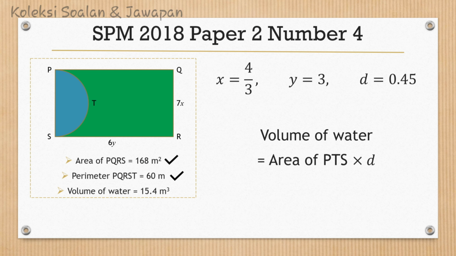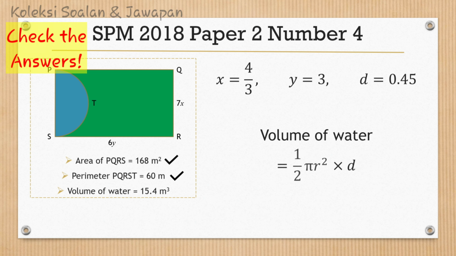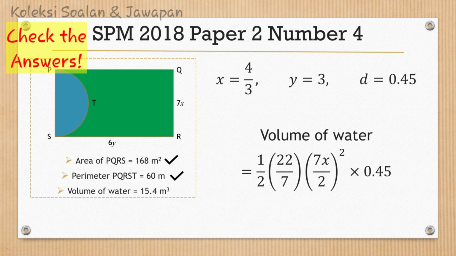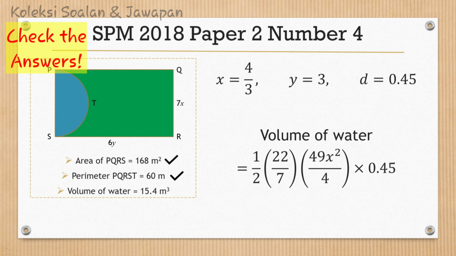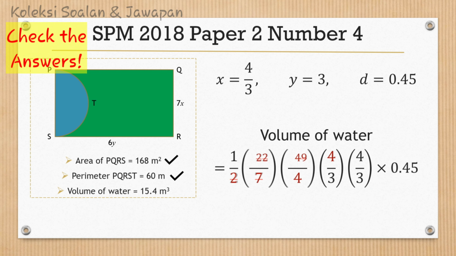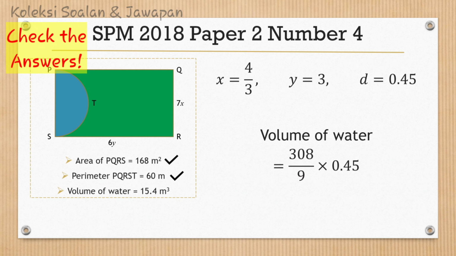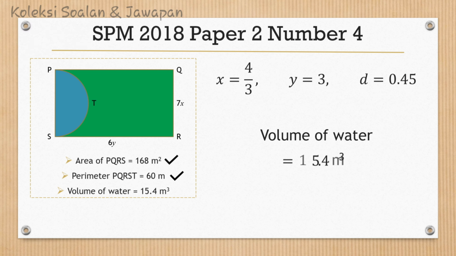Next, for the volume of the water, which is area of PTS times d. Okay, area of PTS is half times pi r squared times the depth. Okay, so substitute r equals 7x over 2, pi is 22 over 7, and substitute x equals 4 over 3 here. Okay, and solve. Okay, we can also use a calculator so that the process is faster. Then we get 15.4. So the third information is also correct. So our answer is also correct.